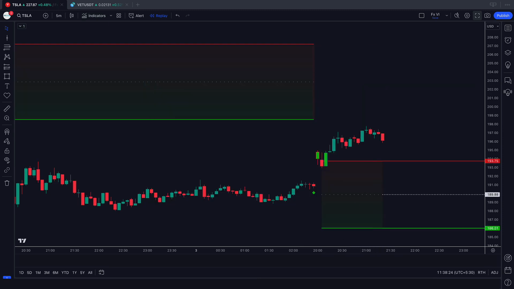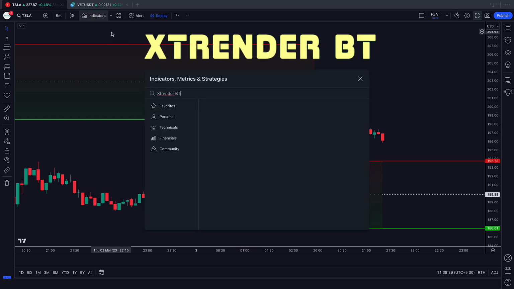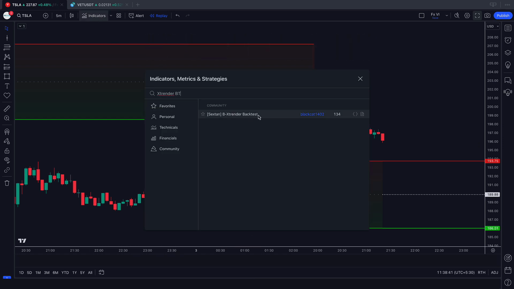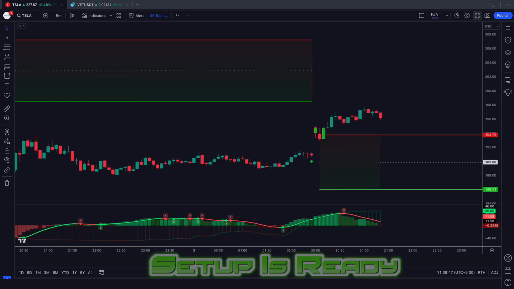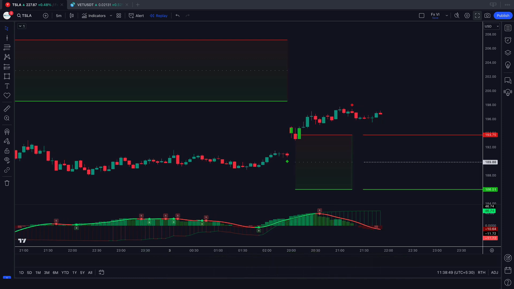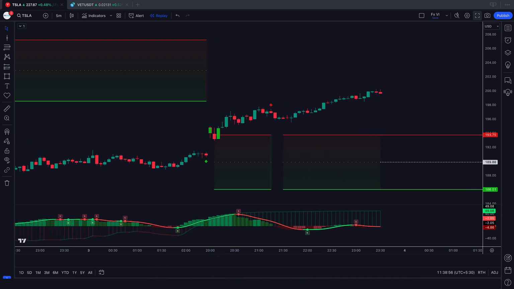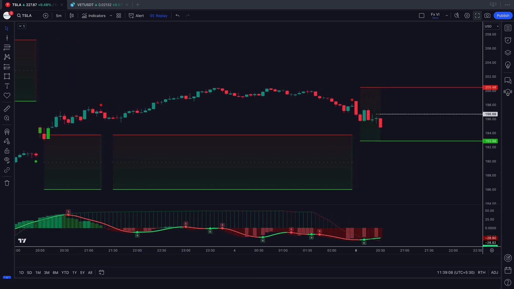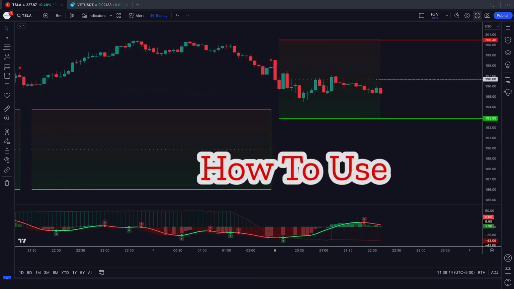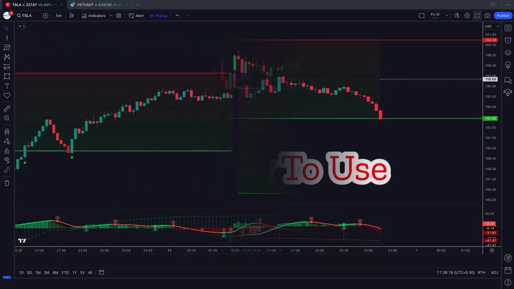After that, we have to apply another indicator on the chart. We will search Extender BT in the search box of TradingView. After that, we have to click on the Sexton B-Xtrender backtest option. Now our trading setup is completely ready for trading. I hope you must have liked this trading setup. We are going to test this strategy on the 5-minute chart of Tesla stock. Let's see how we use these trading indicators.